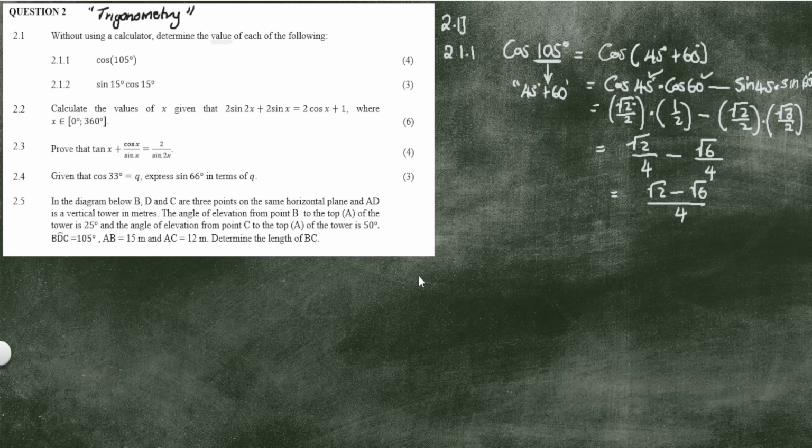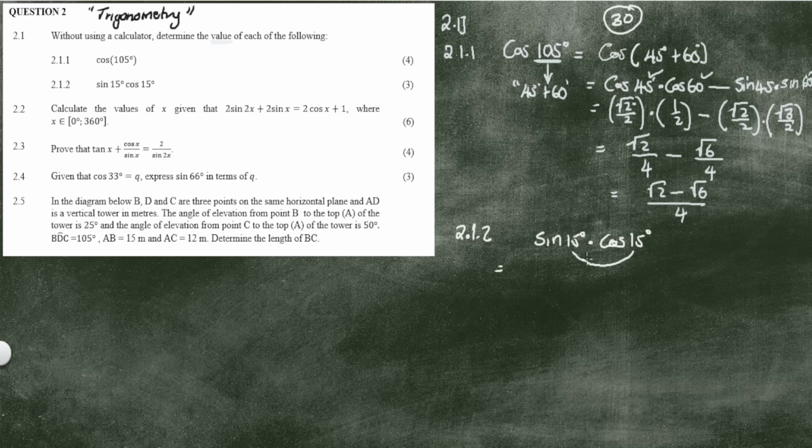Here's a second one. On the second one, we are presented with a problem, 2.1.2. We have sine 15 degrees multiplying cos 15 degrees. This looks like a double angle. This can be resolved into a double angle because I know 15 plus 15 is 30 degrees. It resolves to a special angle of 30 degrees, right? So I need to come up with a way to add 15 and 15, or multiply 15 by 2.